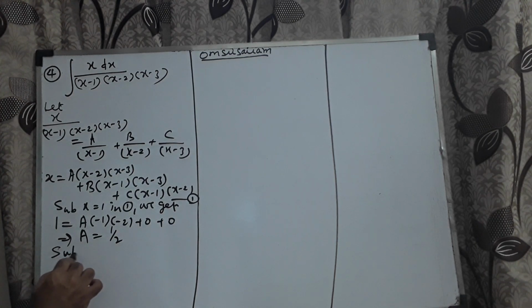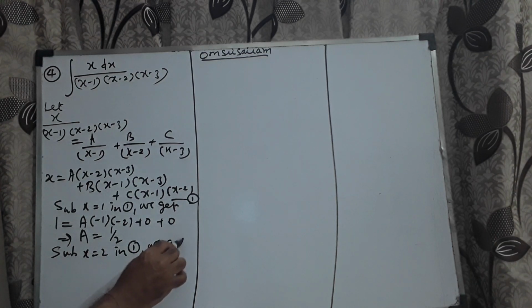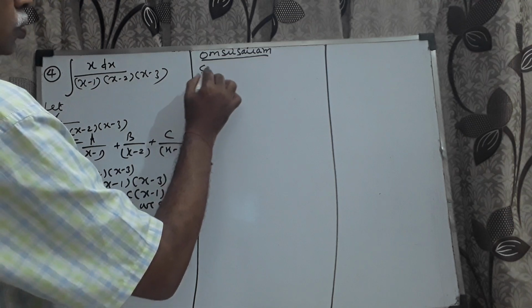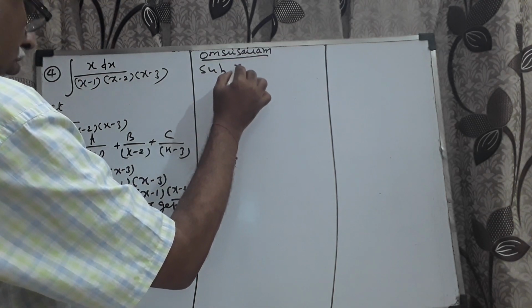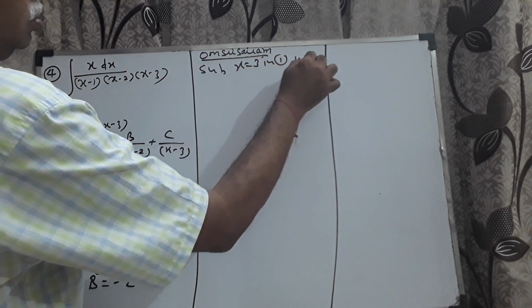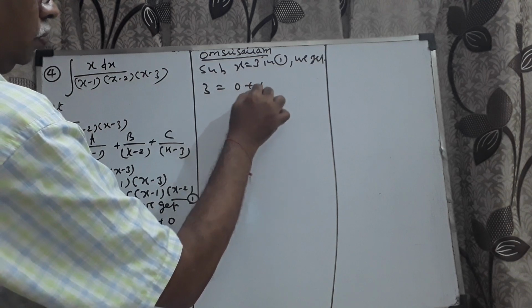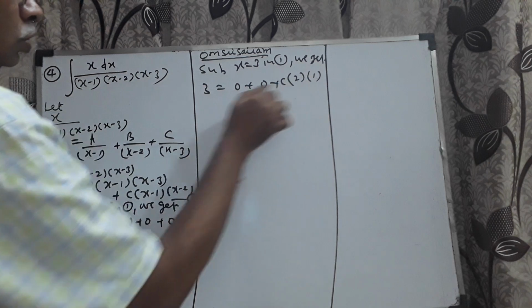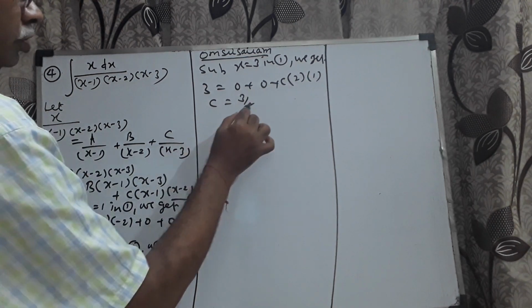Now similarly substitute x is equal to 2 in equation 1. LHS is 2. 2 is equal to 0 plus b into 1 into minus 1 plus 0, which implies b happens to be minus 2. Now substitute x is equal to 3 in equation 1. We get 3 is equal to 0 plus c into 3 minus 1 is 2, 3 minus 2 is 1. Therefore c happens to be 3 by 2.